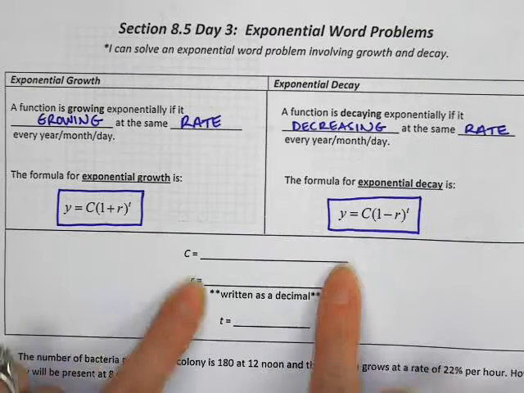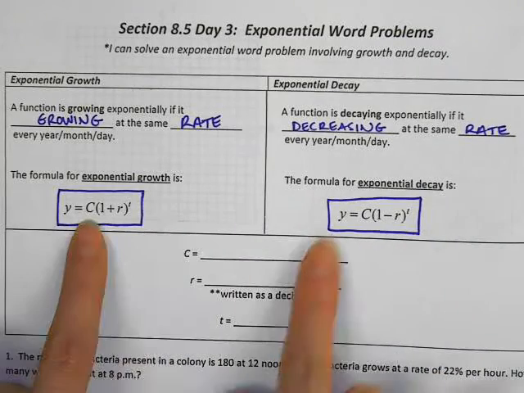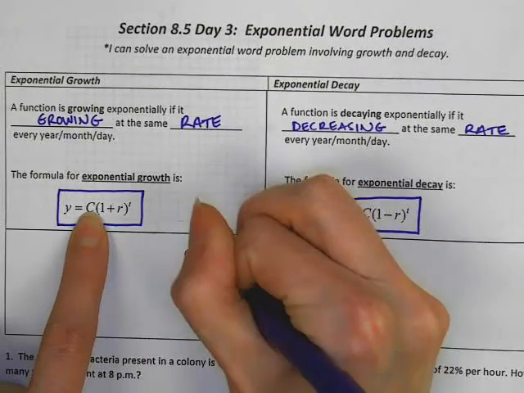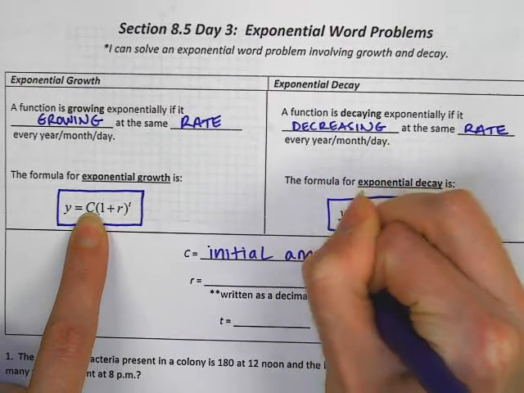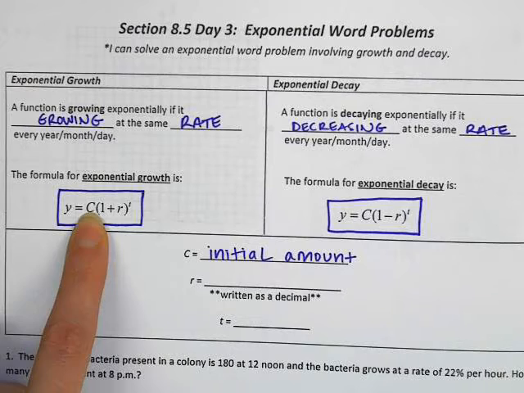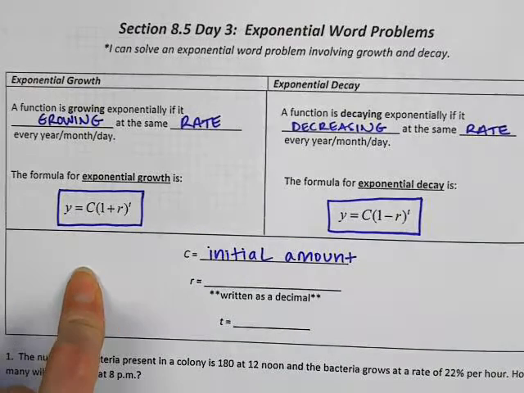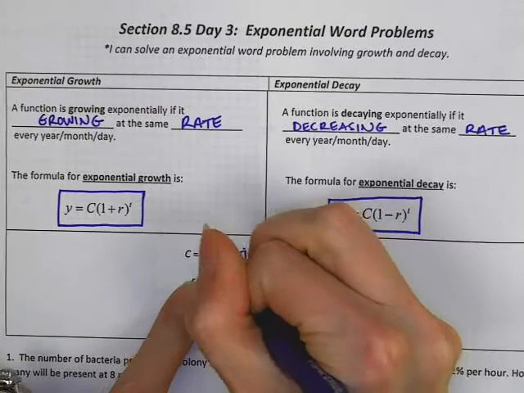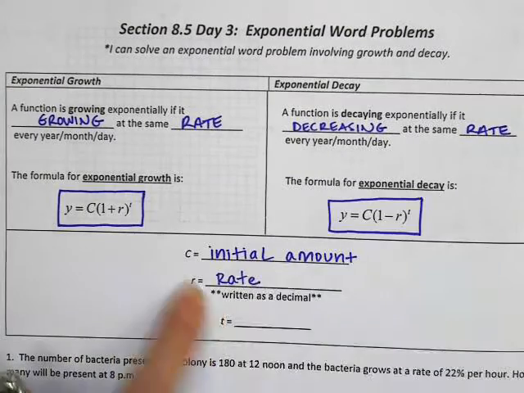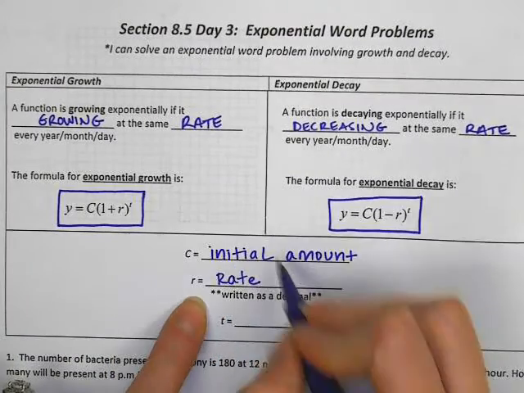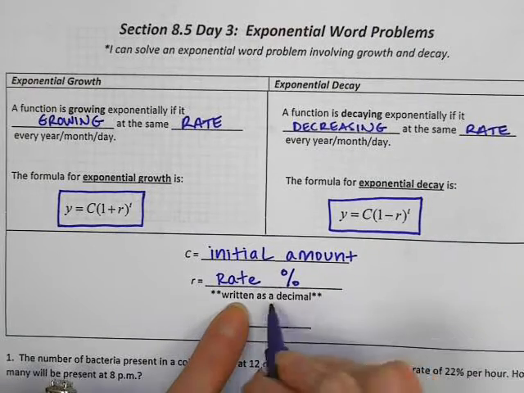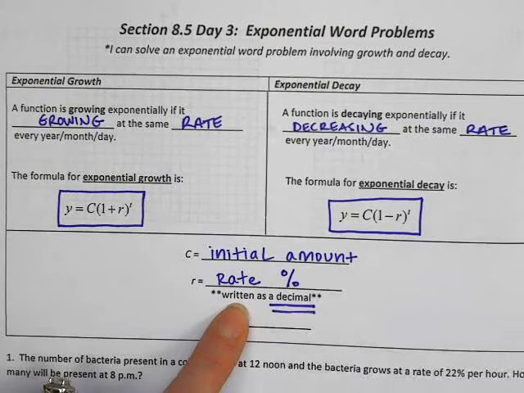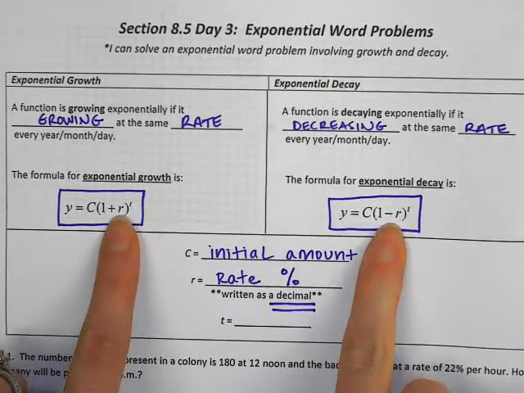But let's talk about what the letters mean. C is going to be the initial amount. Depending on the problem, it could be anything. The initial amount. R is the rate. It's usually given as a percent, but you're going to need to convert it to a decimal when you plug it in.